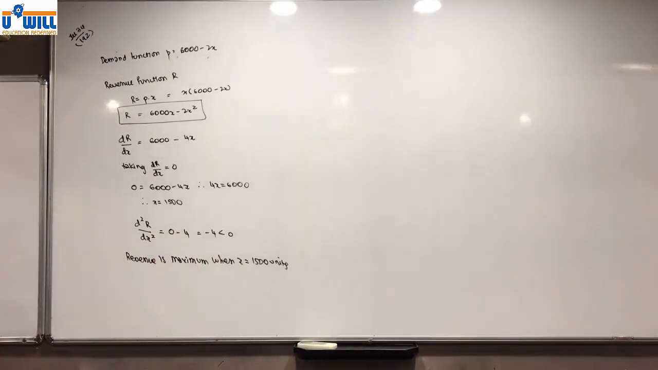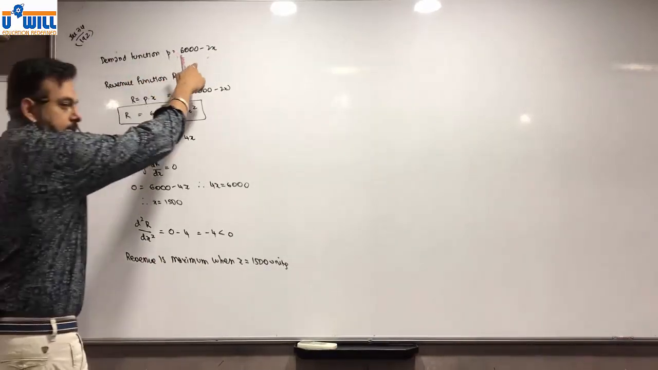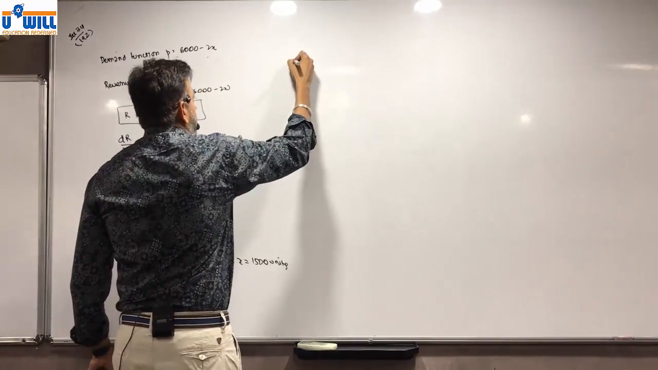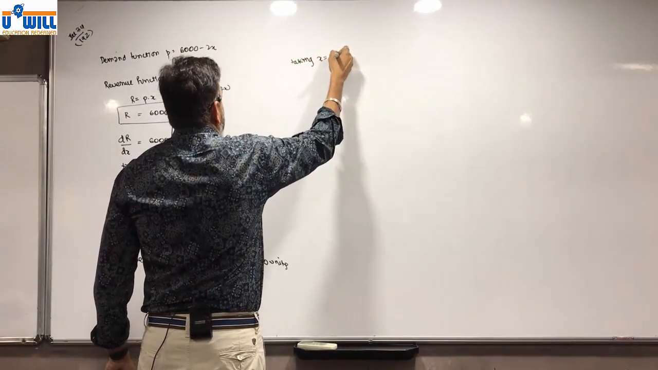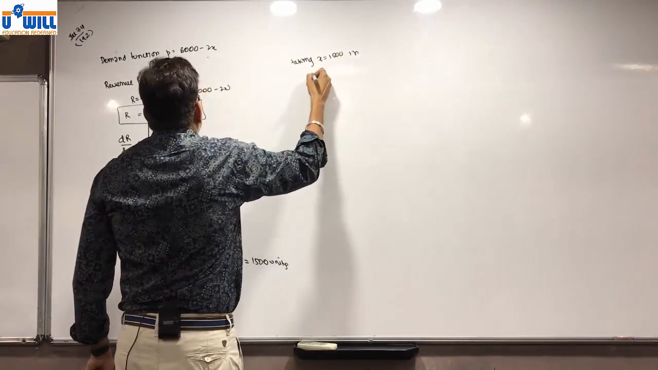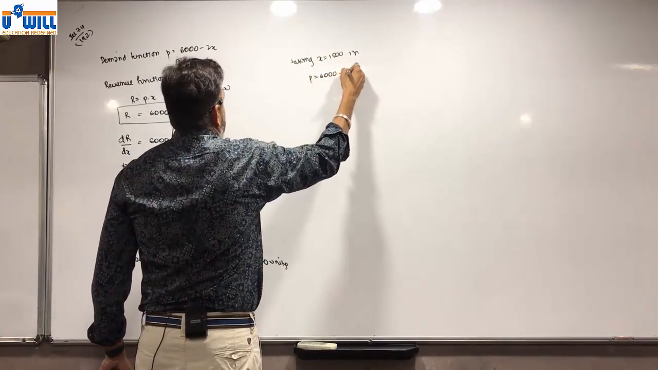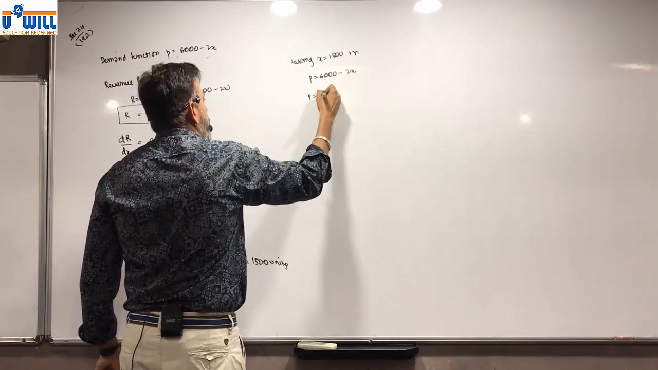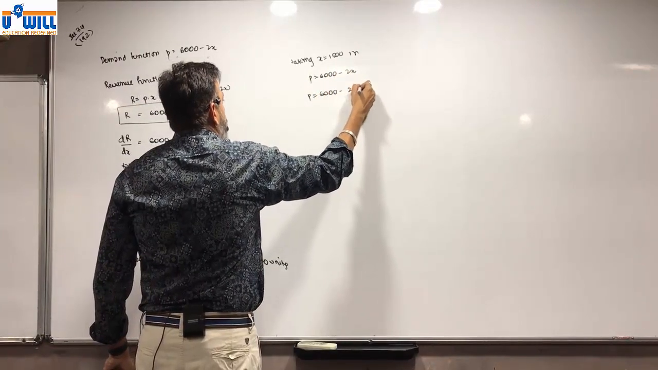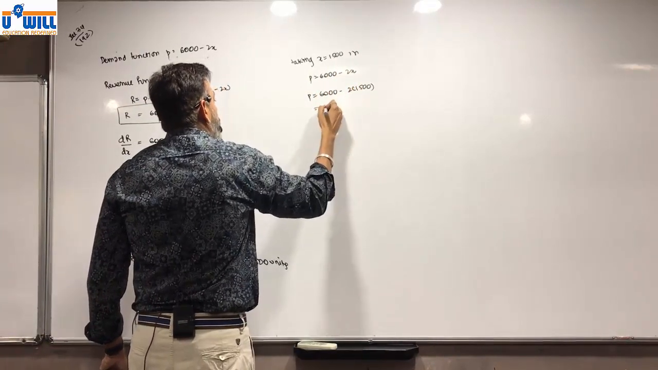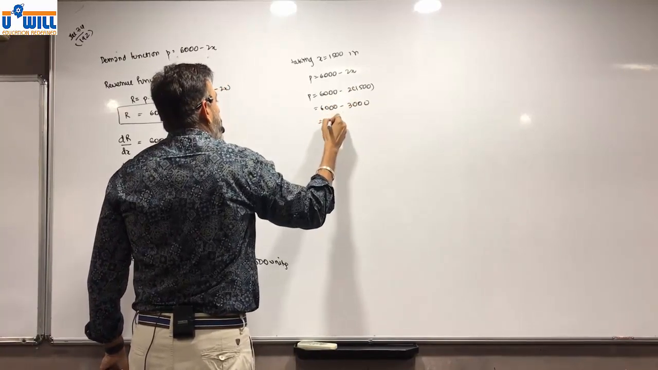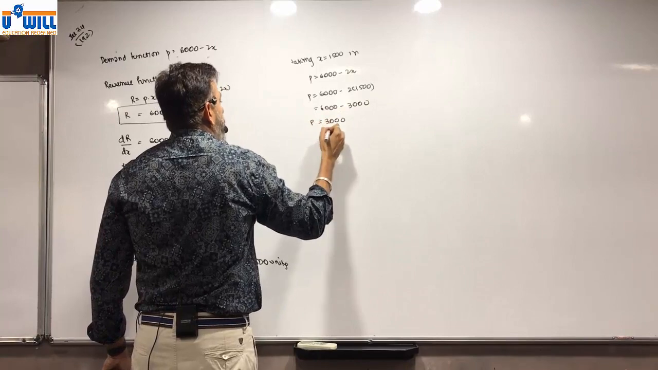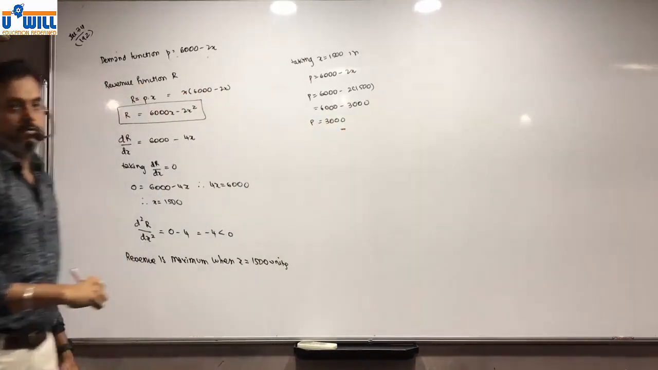Now what we have to find over here? We have to find the corresponding price P. So, taking x is equal to 1500 in P is equal to 6000 minus 2x, P is equal to 3000.